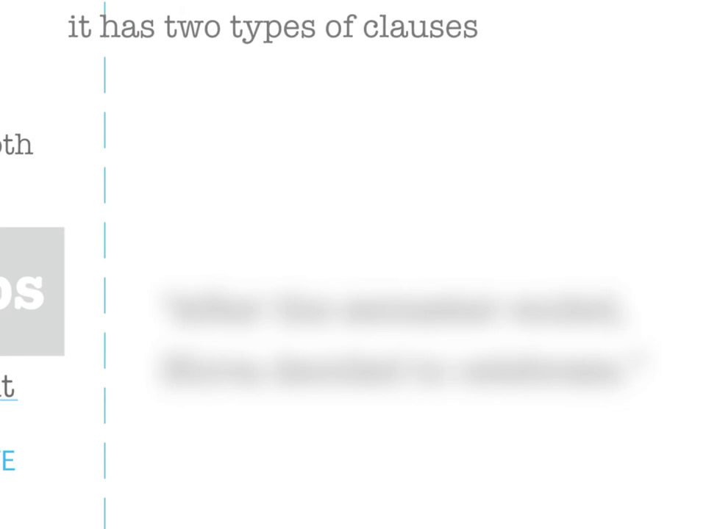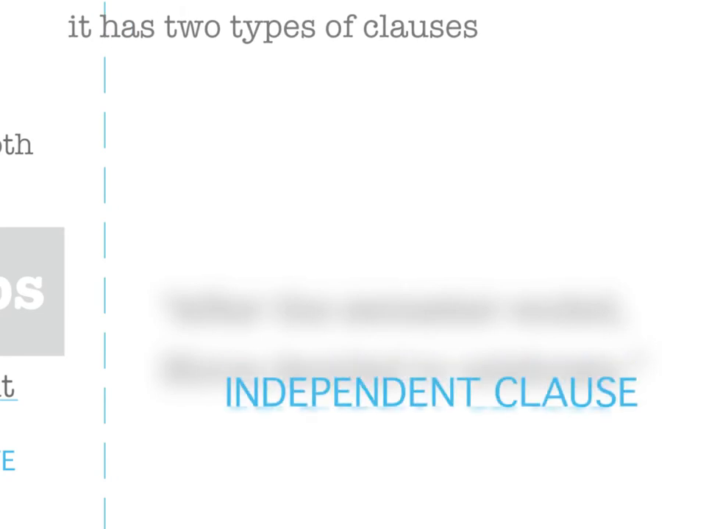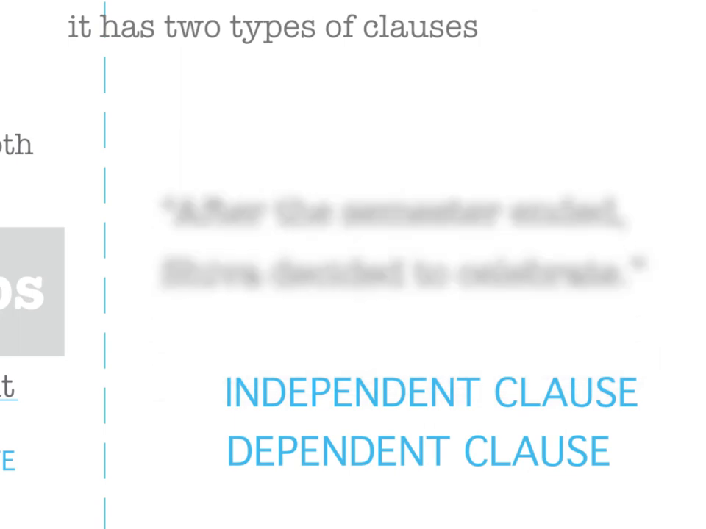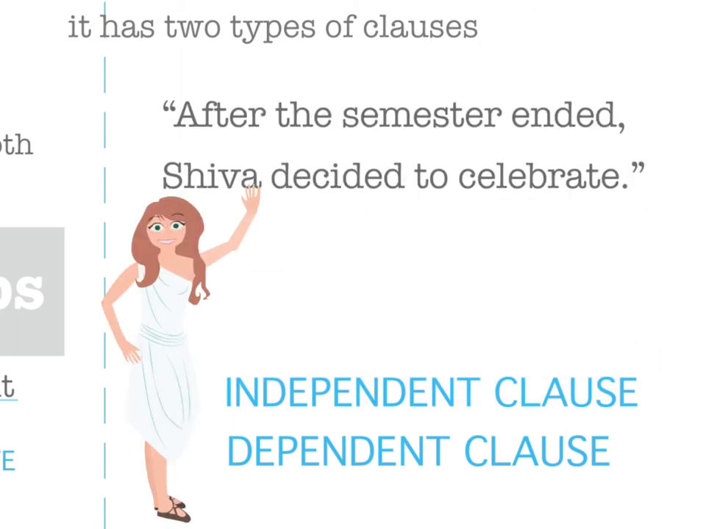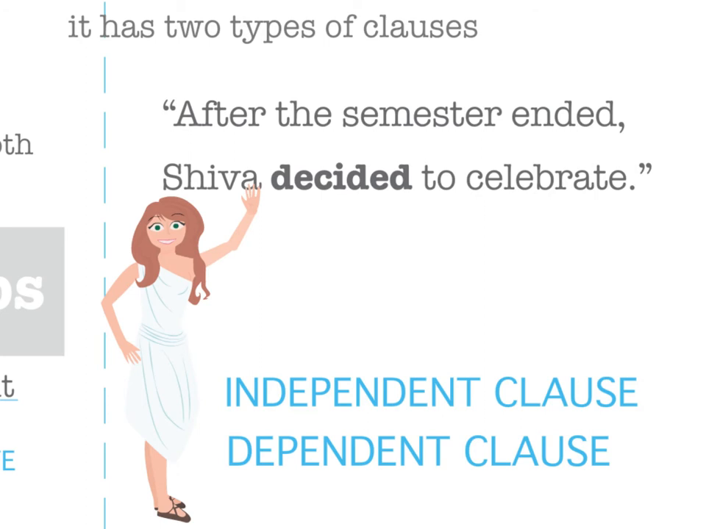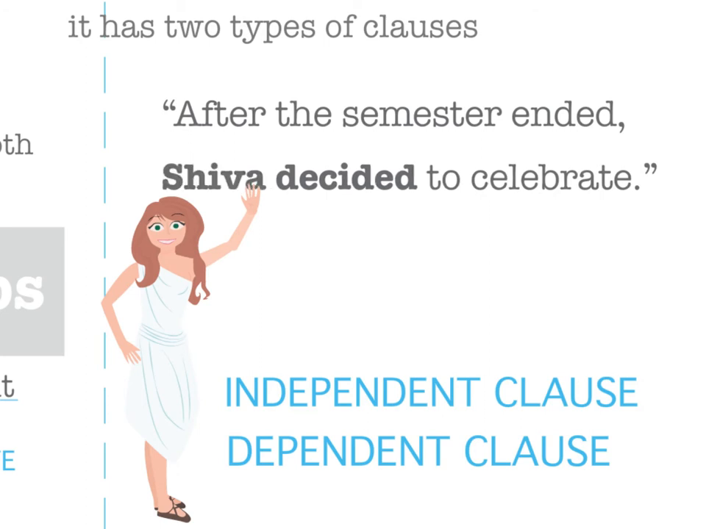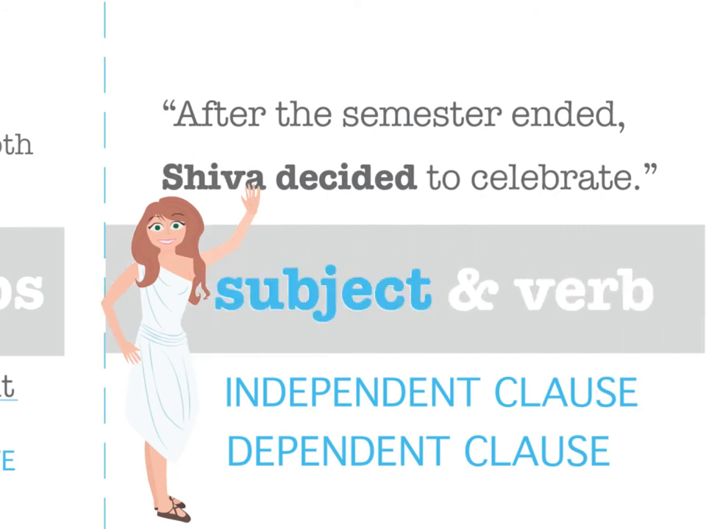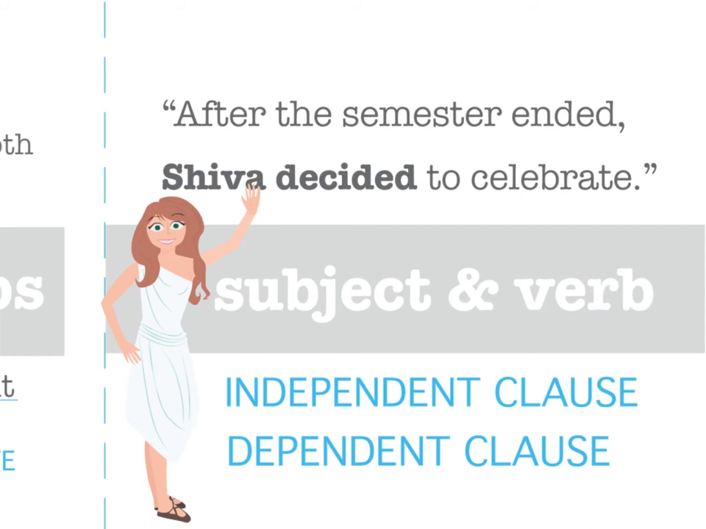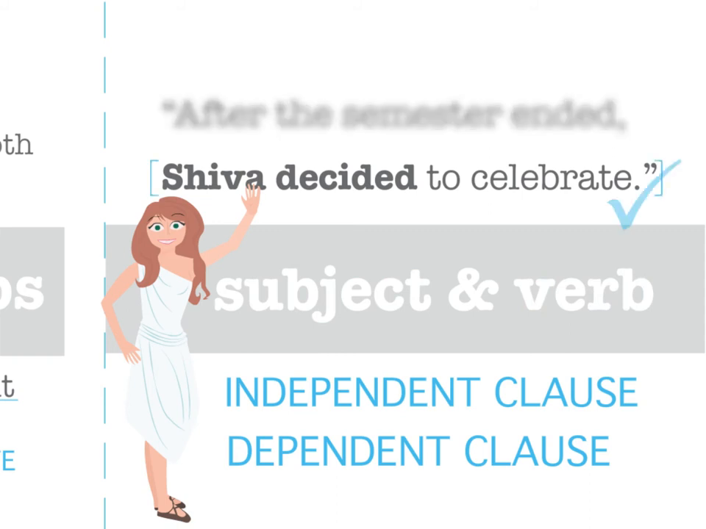Consider the following sentence. It has two types of clauses, an independent one and a dependent one. After the semester ended, C.A.F.E decided to celebrate. Can you point out the independent clause? In the second half, the verb is decided. The subject is C.A.F.E. The clause has a subject and a verb. But does it form a complete thought? C.A.F.E decided to celebrate is a complete thought.